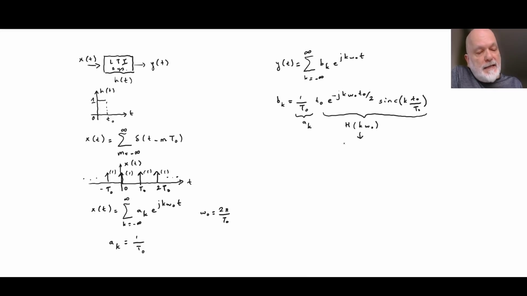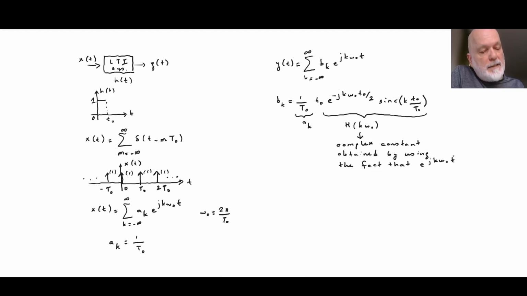So this is the complex constant obtained by using the fact that e to j k omega 0 t is an eigenfunction of the LTI system.